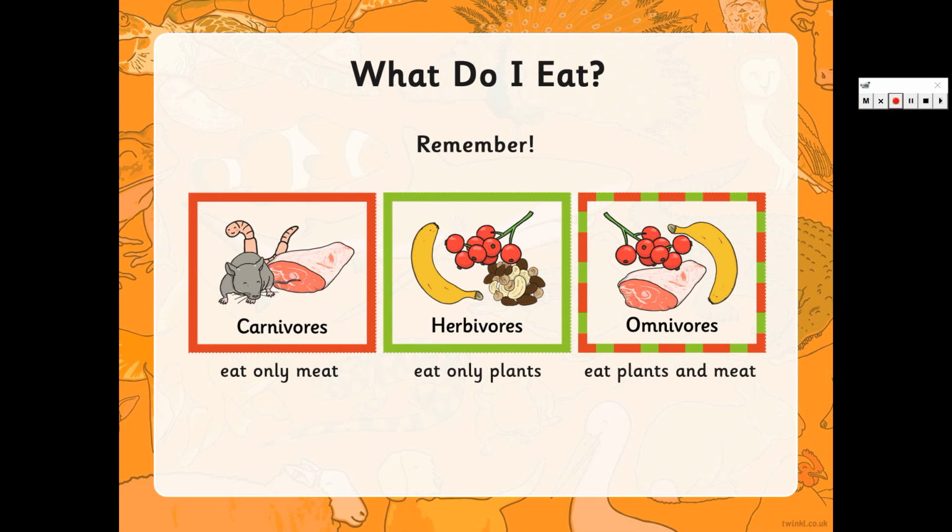So in today's lesson, you are going to be creating a chart where we are looking at animals that only eat meat, so they are carnivores, animals that only eat plants, so they are herbivores, and animals which eat plants and meat, which are omnivores. So you are going to create a table where you're going to have each of those headings and you are going to put the animals underneath. You can use the video again to help you to find some of the pictures of those animals.